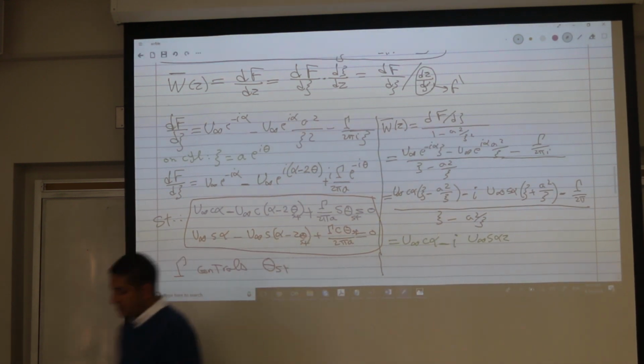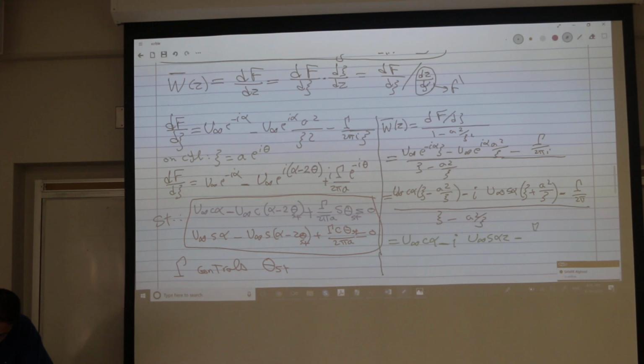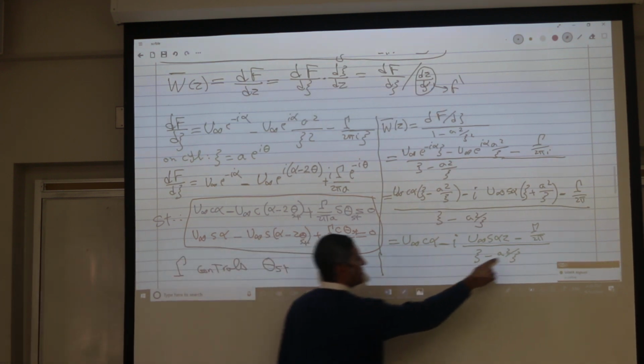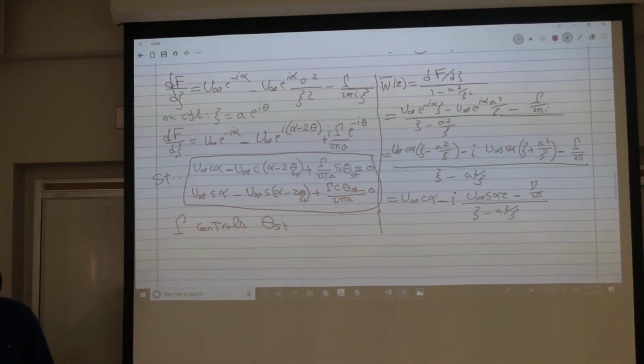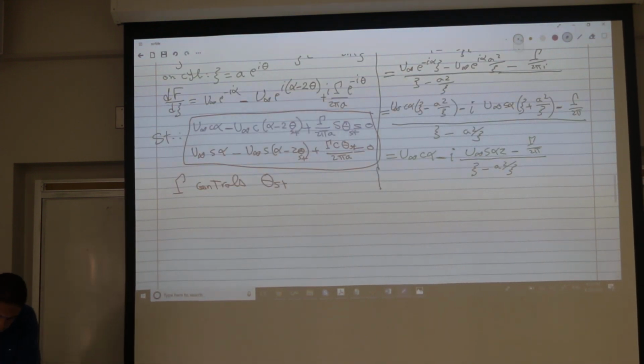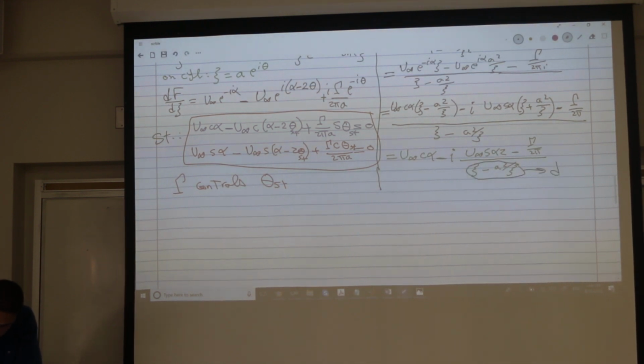I still have this part down there. So this is minus gamma over 2 pi divided by zeta minus a squared over zeta. So this is the only remaining thing, to replace this term in terms of the z. Okay? In terms of z. This is easy. I mean, just some manipulation. I'll call this term d, whatever. So you have zeta plus a squared over zeta. This is my transformation z. Zeta minus a squared over zeta. This is what I'm just interested in, what I call d.